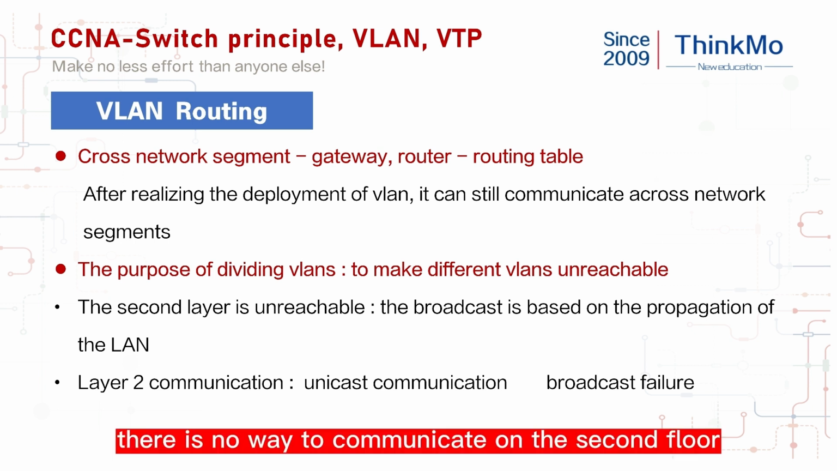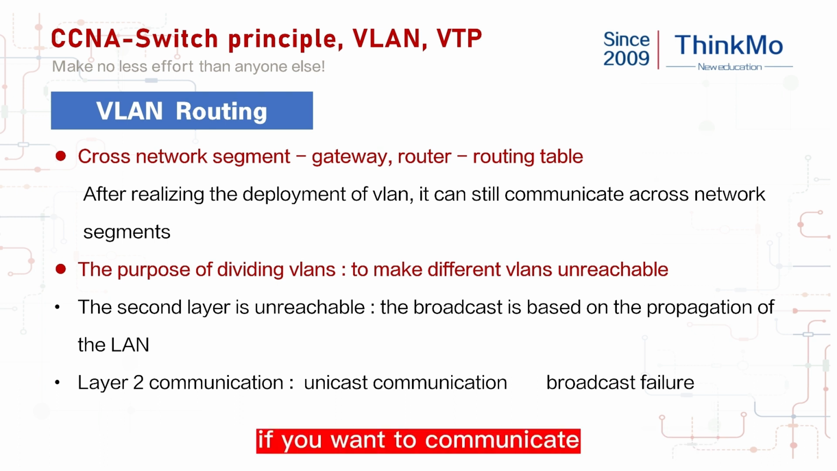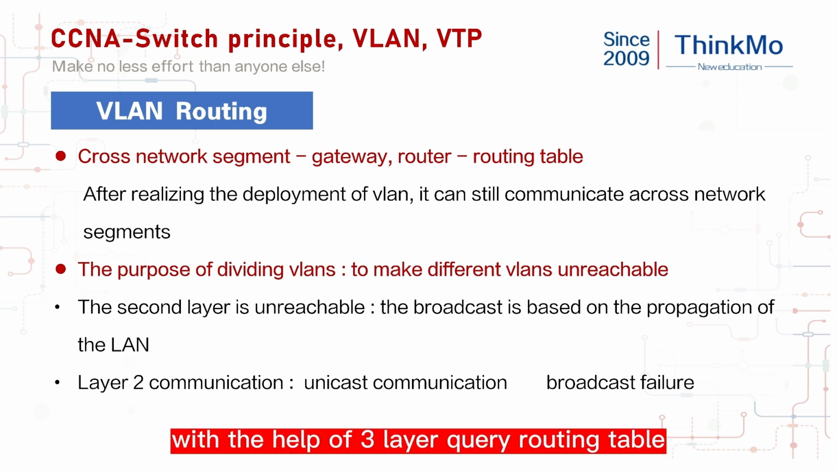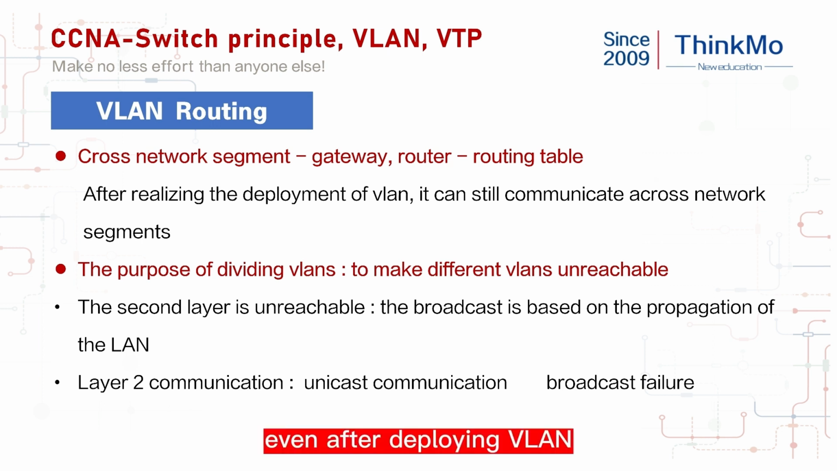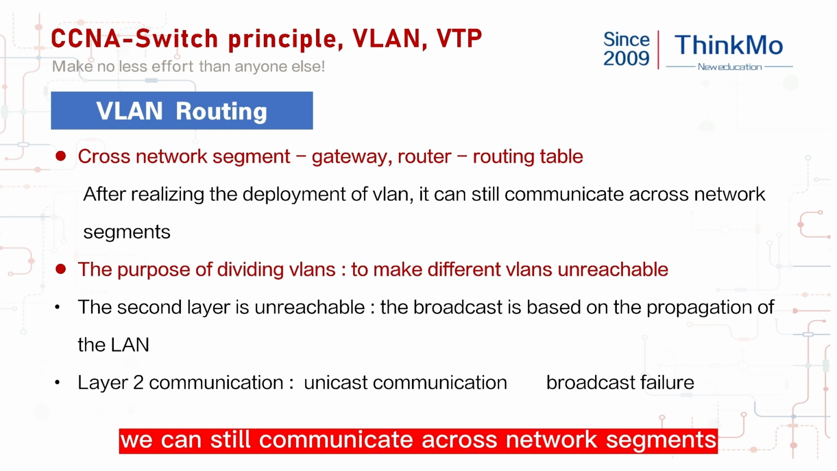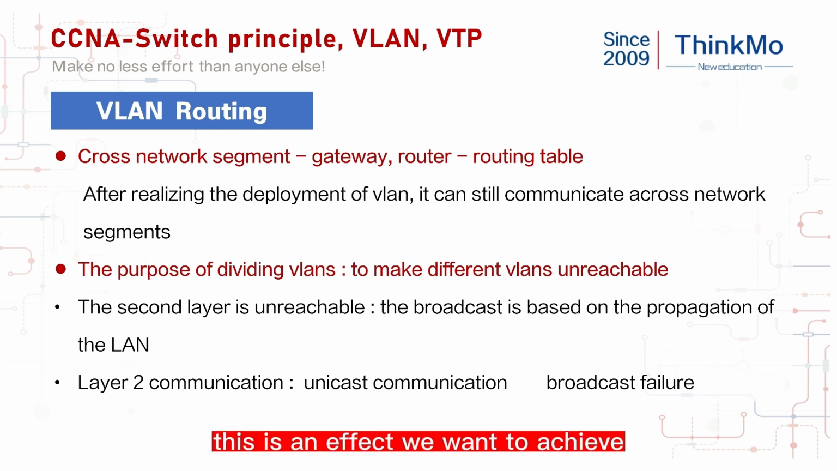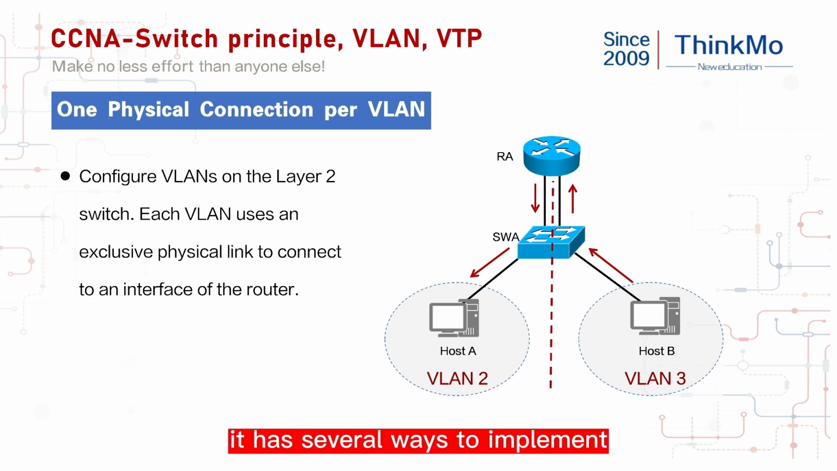There is no way to communicate on the second floor. If you want to communicate, it can only be forwarded with the help of the three-layer query routing table. So, even after deploying VLAN, we can still communicate across network segments. This is an effect we want to achieve. It has several ways to implement.